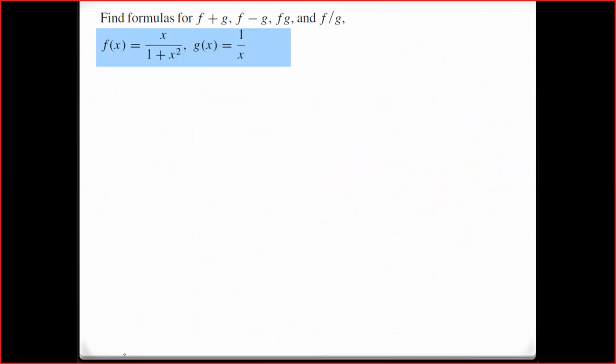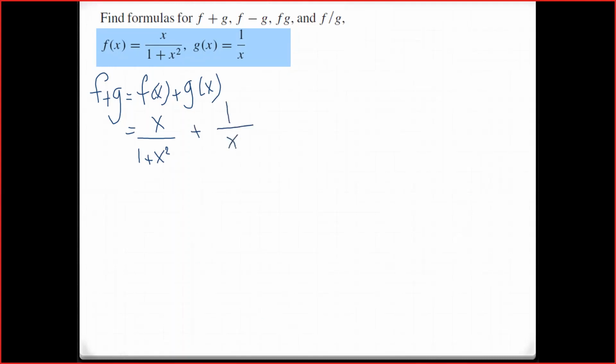Now, here is the sum. If you have f of x equal to x over 1 plus x squared, and g of x is 1 over x, I want you now to find f plus g, f minus g, f multiplied by g, and f over g. Now, f plus g is f of x plus g of x. So it is x over 1 plus x squared plus, what is g of x? It is 1 over x.